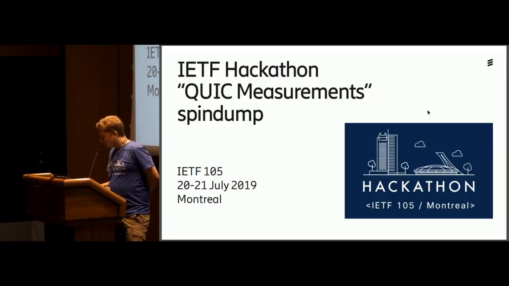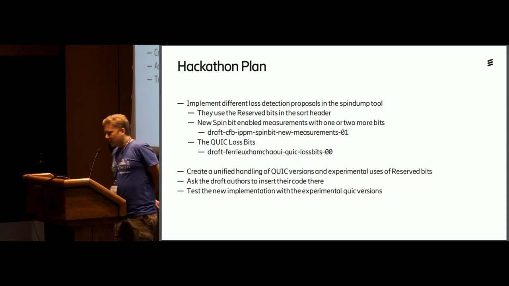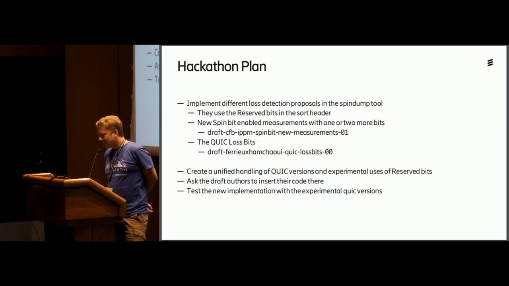Okay, so here's the presentation of the QUIC measurements table and our project we call Spin Dump. So we've been working for a couple of IETFs on this Spin Dump tool. It's a network latency measurement tool, basically, that looks at QUIC and other protocols. Today we had some ideas of implementing some experimental proposals for measuring packet loss. So there are a few different proposals out on using some of the reserved bits in the short header of the QUIC packets.